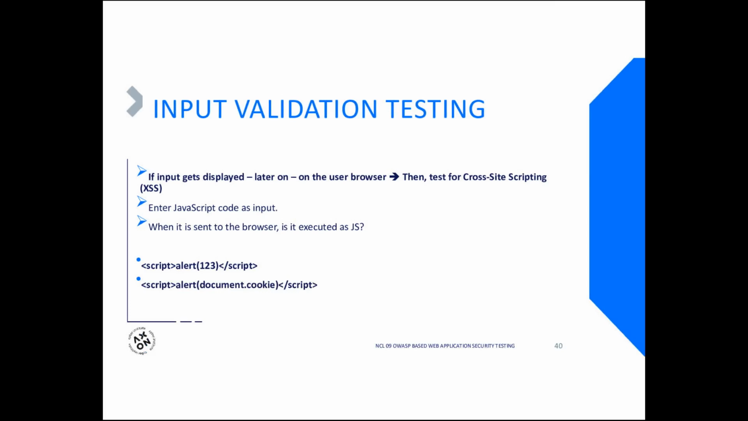So if the input that you insert in the field later gets published or is sent back to the browser, then we have the possibility of cross-site scripting. So what you would do is, instead of entering the required information, like let's say a telephone number or username, you would insert a piece of JavaScript. This JavaScript would go to the web application, and later on it will be downloaded to the browser. If it gets executed as JavaScript, there is a cross-site scripting vulnerability.